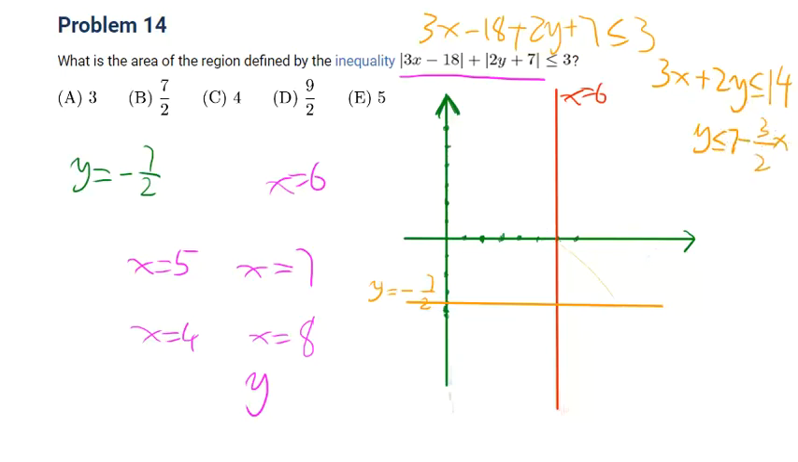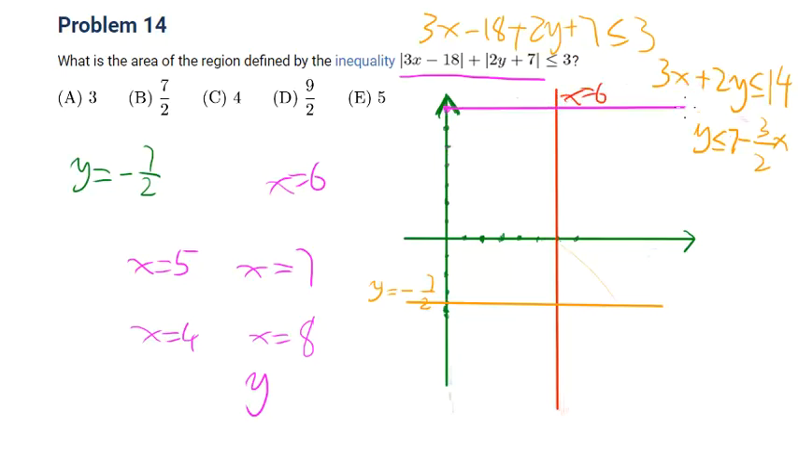Okay, 1, 2, 3, 4, 5, 6, 7. We draw the graph of this line. Okay. Actually, we don't even need to do the y equals, let's say x equals 0, then y is 7. 1, 2, 3, 4, 5, 6, 7.